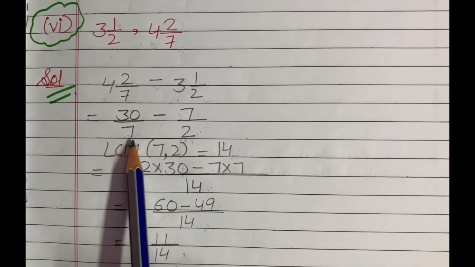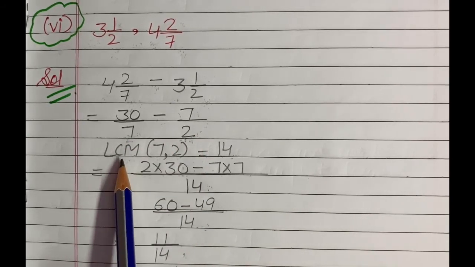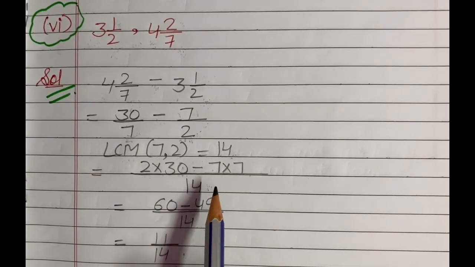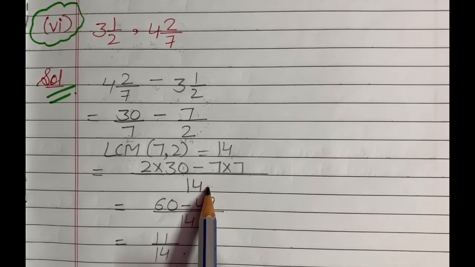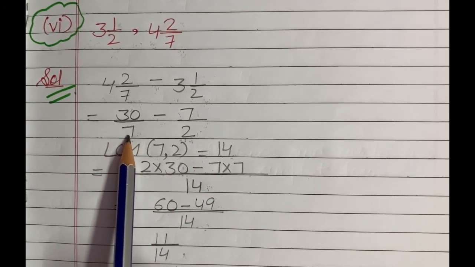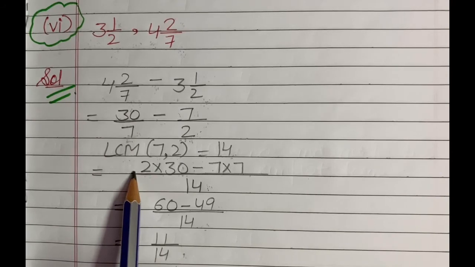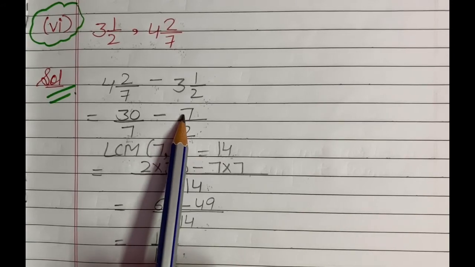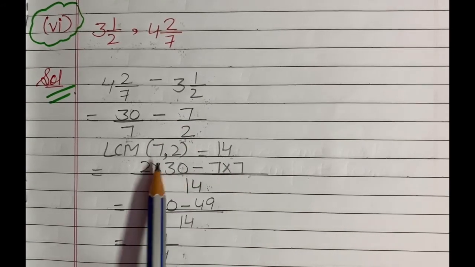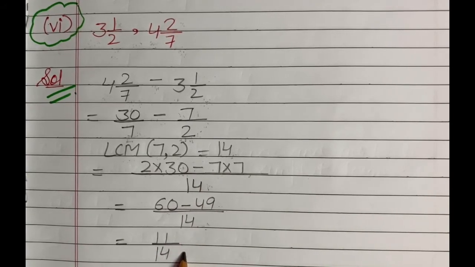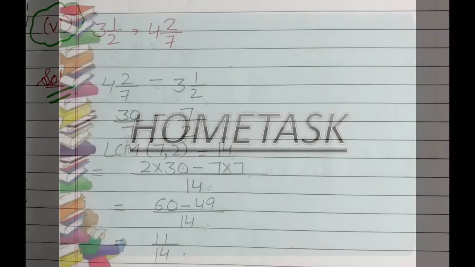Now here the denominators are different, so in the next step we will find out their LCM. LCM will be equal to 14. Now students, in the next step we will write down this 14 in the denominator, and for the numerator, see, on dividing LCM 14 by 7 we will get 2, so 2 will be multiplied by 30, minus, on dividing LCM 14 by 2 we will get 7, so 7 will be multiplied by this 7. Okay, now on solving this we will get 60 minus 49 by 14, and on solving this we will get 11 by 14 as an answer. Hopefully it is clear to you.